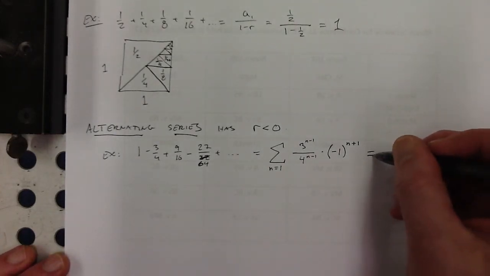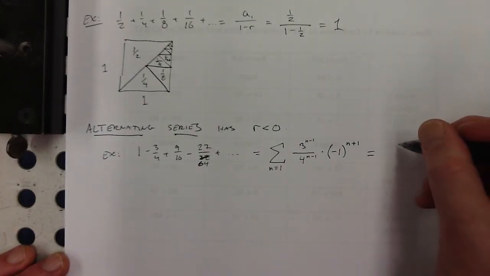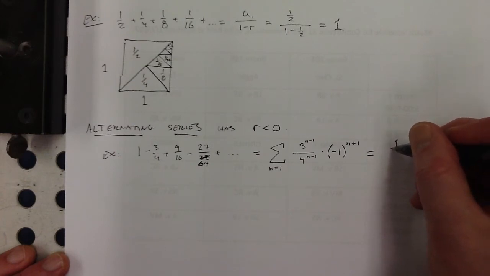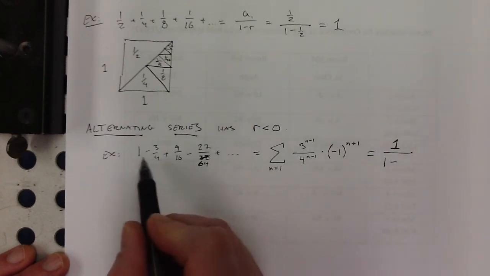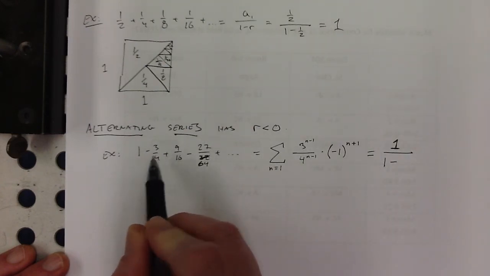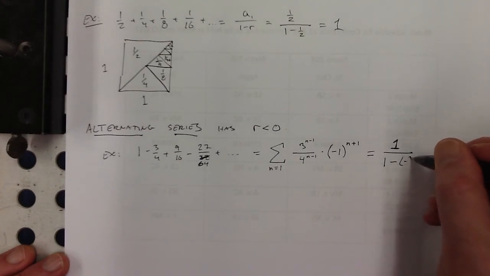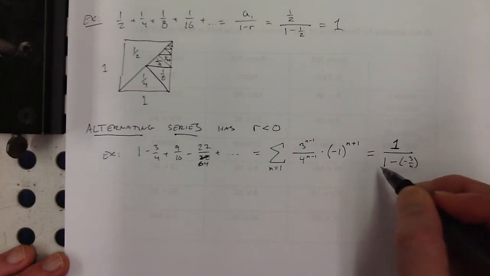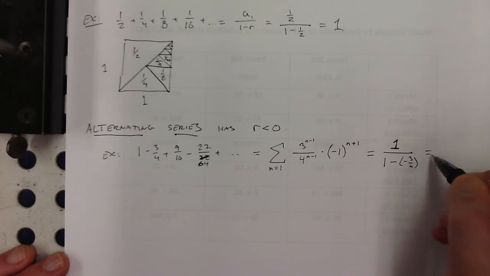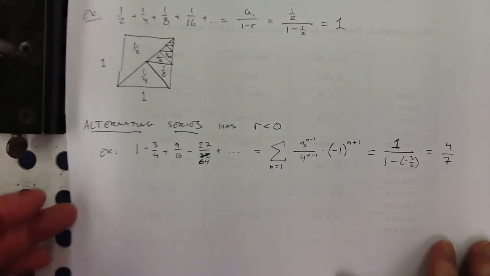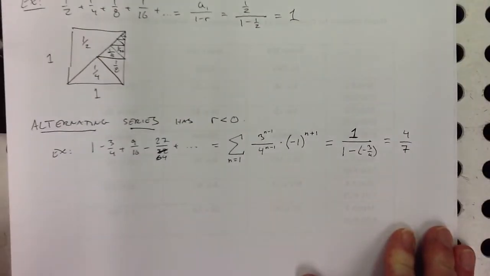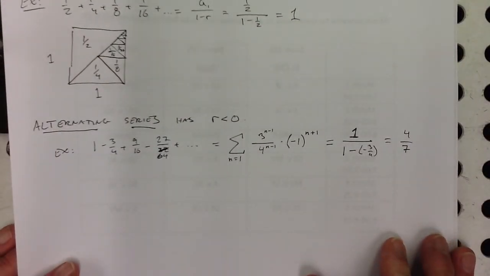And then to find the sum of this, that's the first term over 1 minus the multiplier here. I'm multiplying by negative 3/4. So be careful there. So that's 1 plus 3/4, or 7/4, and 1 over that is 4/7. So that all adds up to 4/7. Right.